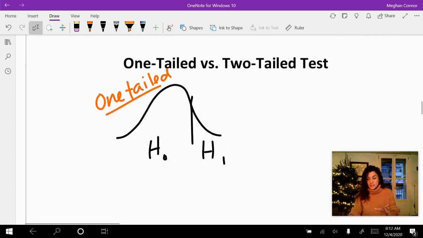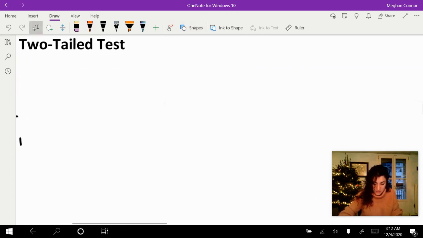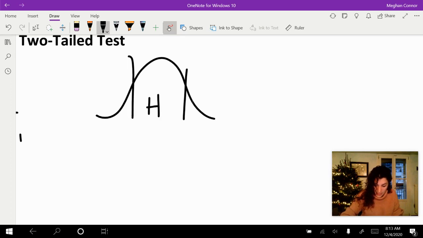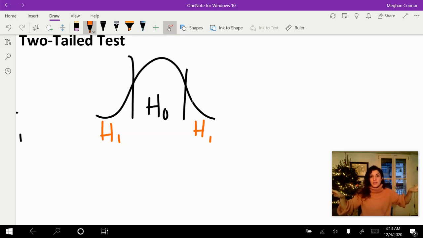Is that you have your null hypothesis, and then when you reject your null hypothesis, you're going in one specific direction, as opposed to a two-tailed test. You have your null hypothesis here, and then your alternative hypothesis is either here or here, so it's on either end. So when we reject the null hypothesis, it could be either on the positive or the negative. They're just saying, hey, here's the null hypothesis. The alternative hypothesis is that it's not the null hypothesis, and it can go in any direction from there. That's your two-tailed.